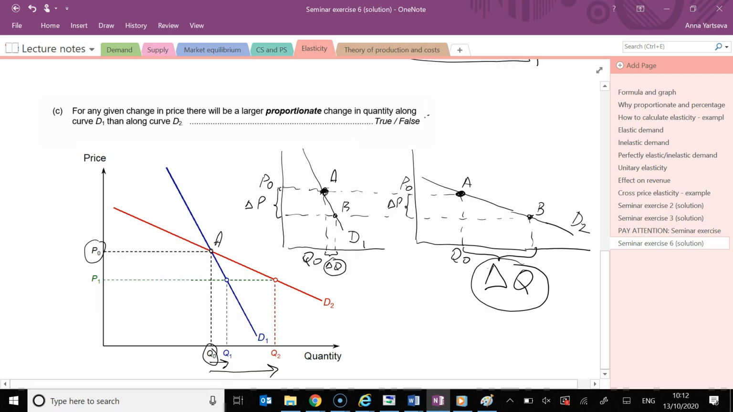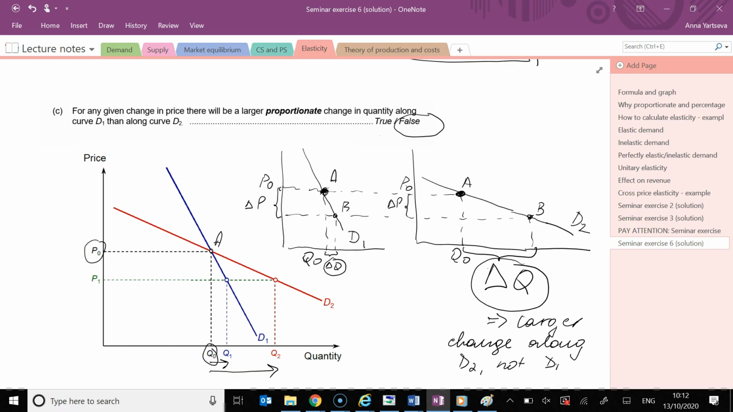So that's why the answer would be false. There will be a larger proportionate change along this curve, D2, rather than D1. So the opposite is true, and that is why this statement is false. So a larger change along D2, not D1. The opposite is correct. Okay?